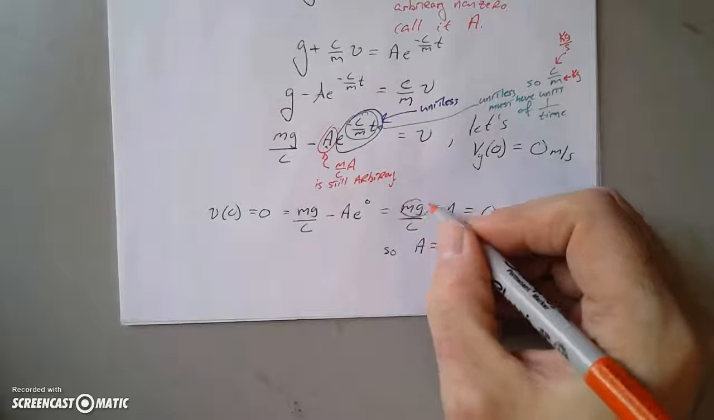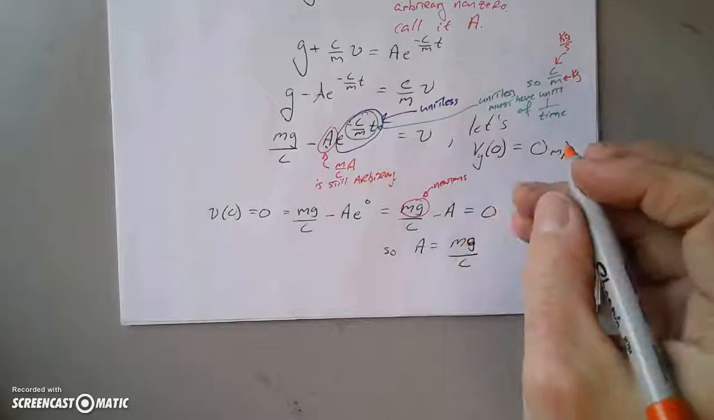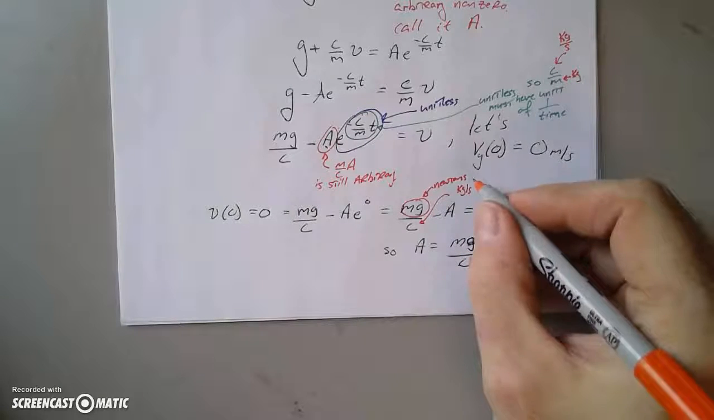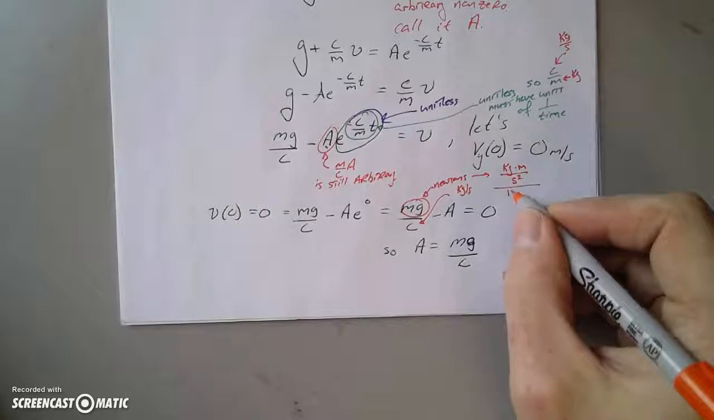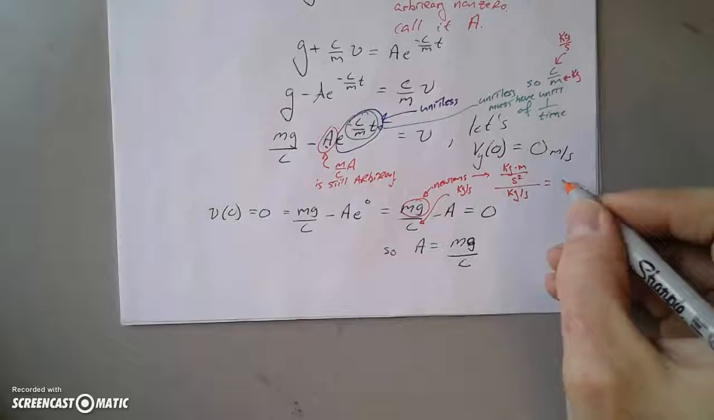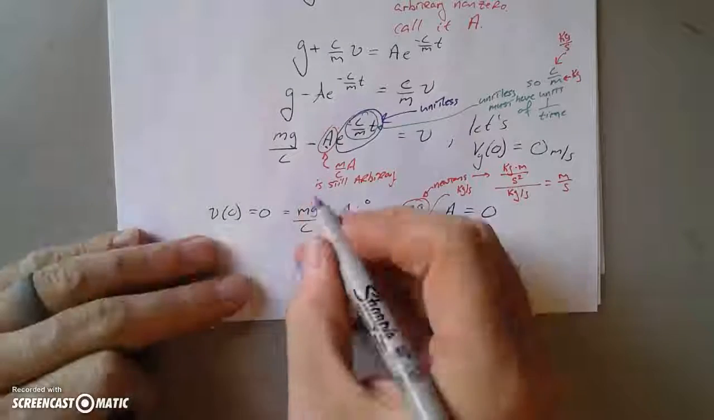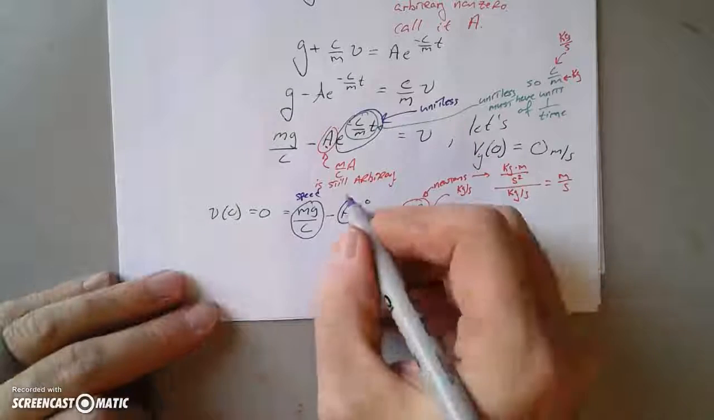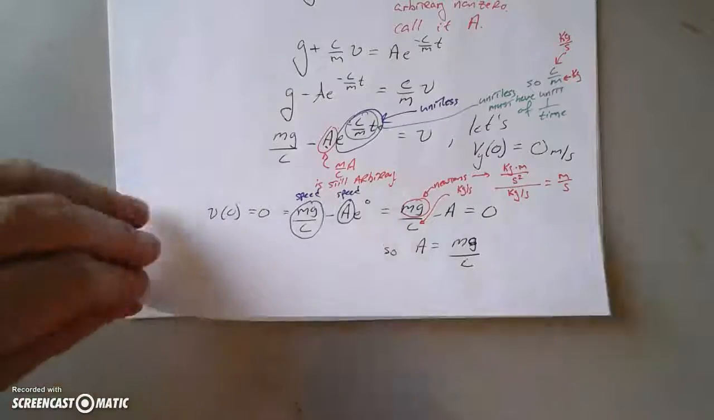And likewise, mg has units of newtons, right? And then c has units of kilograms per second. So this is kilograms meters per second squared over kilograms per second. This is going to give you meters per second. So we know this is going to be some sort of speed or velocity. And a has to have the same units. So this is going to be a speed as well. All right, let's finish this problem out.